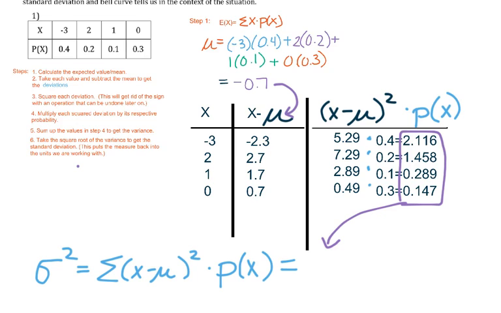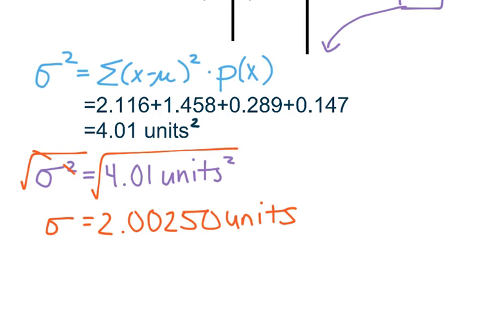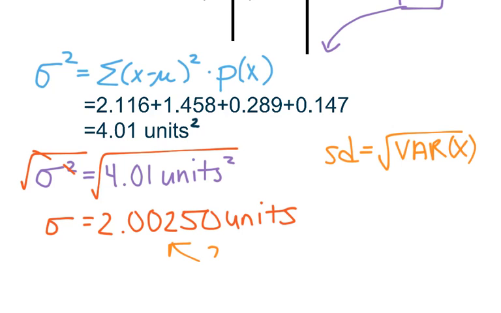The next step is to take each of these values, which is x minus mu squared times its probability, and we want to sum them up. This is going to give me my variance. Notice that variance has units squared. So in order to be able to create my bell curve and understand what it means in the context of the problem, we have to take the square root of both sides. Remember that the standard deviation is equal to the square root of the variance. All right, so we take the square root of 4.01, which gives us 2.0025. Remember, 3 significant digits.